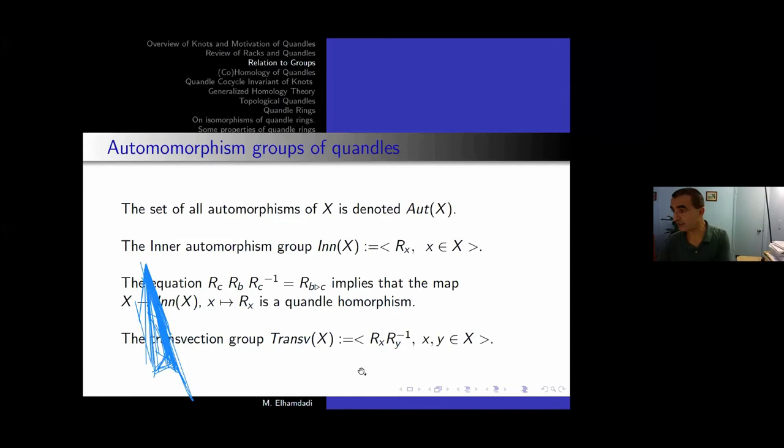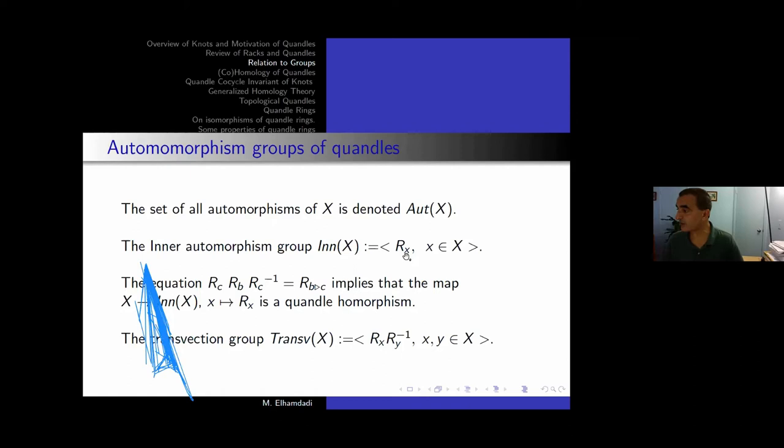Whenever you have a quandle, you can take the set of all automorphisms of X. This is a group, the group of automorphisms, Aut of X. Inside this group, you have some nice subgroup. It's called the inner automorphism group, which is the group generated by right multiplication by little x, where x belongs to X.